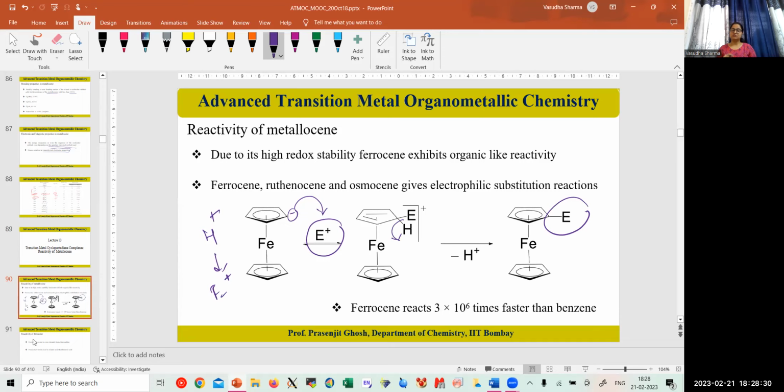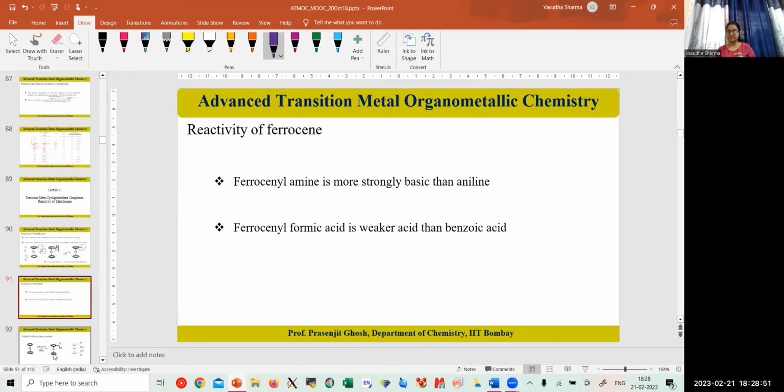They won't go to Fe2 and Fe3 until and unless there is some moiety present which can oxidize it. On its own, it has high redox stability, just like other benzene organic moieties. But we have seen that compared to benzene, ferrocene is more active towards electrophilic reactions. For example, ferrocenyl amine is more strongly basic than aniline. So ferrocenyl amine is nothing but this structure.